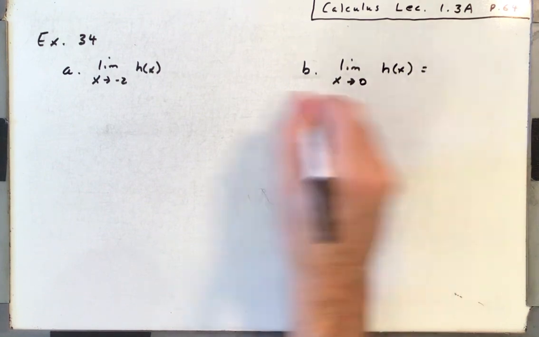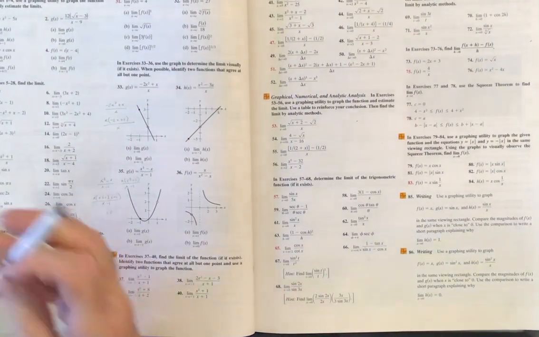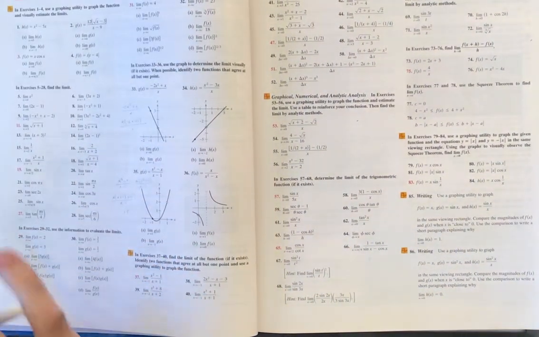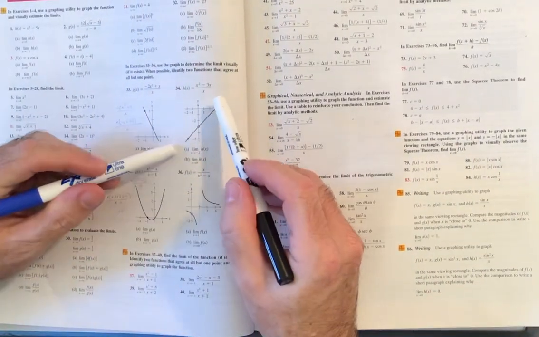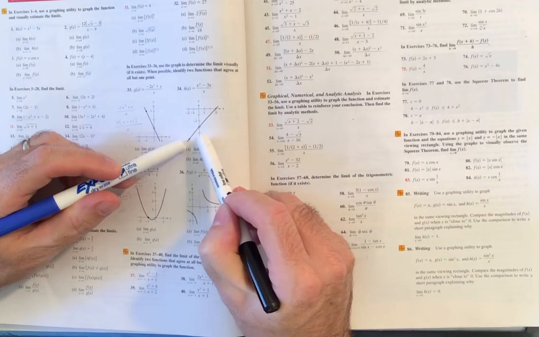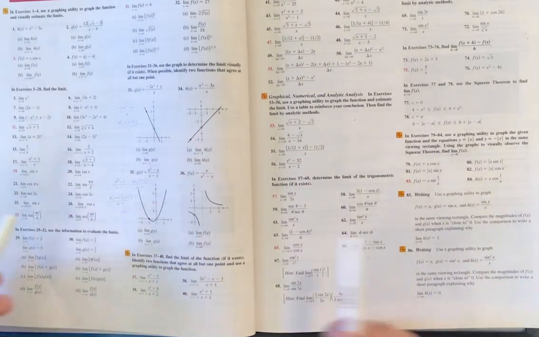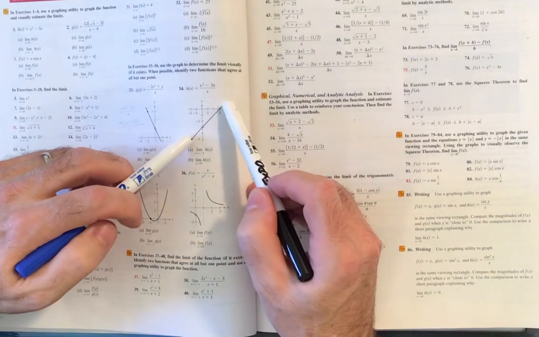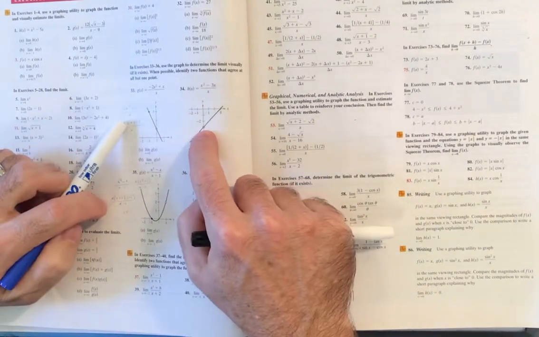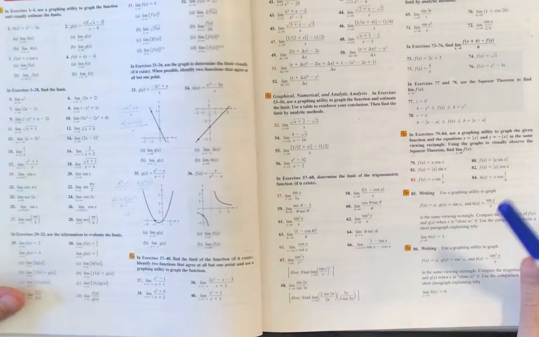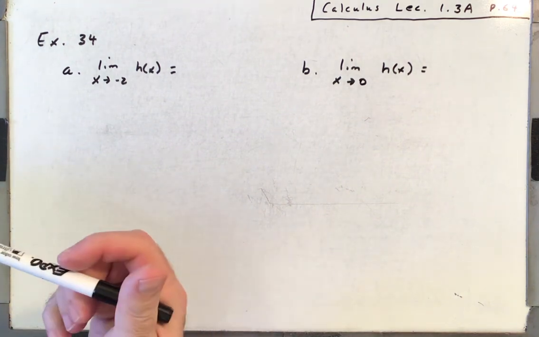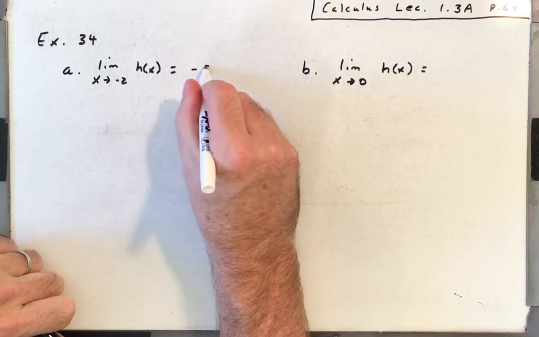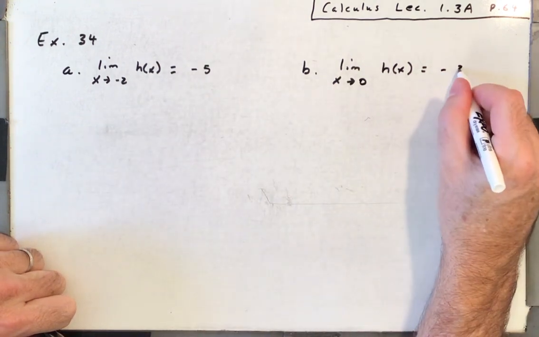Well, on these, you can just read the graph, since they gave you the graph. So you can see as x approaches -2, we're down here where this point is. What's the y value? It's -5. And then for part B, as x approaches 0, what's the y value? Right? It is -3. All right, so the answers are -5 as x approaches -2, and -3 as x approaches 0.